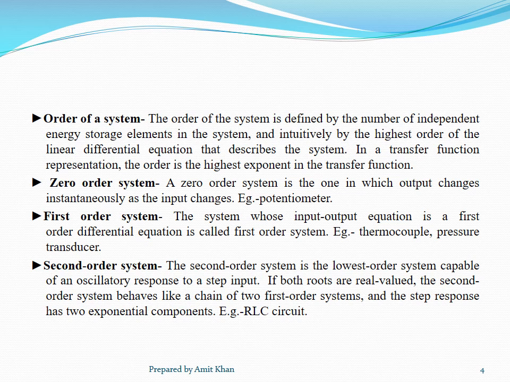Then comes second order system. The second order system is the lowest order system capable of an oscillatory response to a step input. An example of a second order system is an RLC circuit.